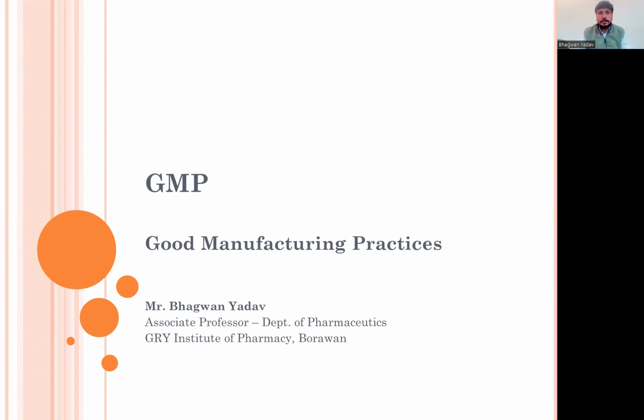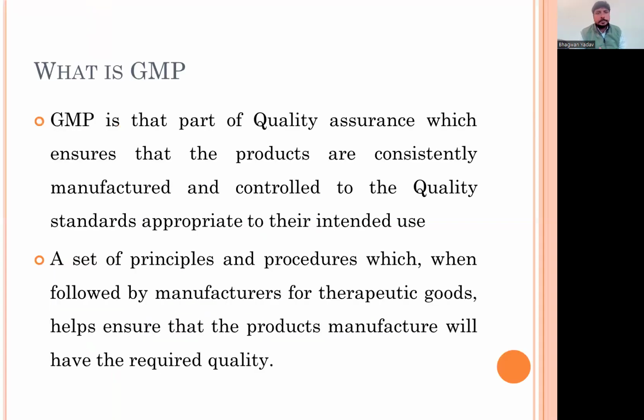Today we will discuss a basic point of GMP, good manufacturing practices, in relation with QA and QC. This is a topic from the quality assurance subject, and the subject code is BP606. So first, we will start from GMP.